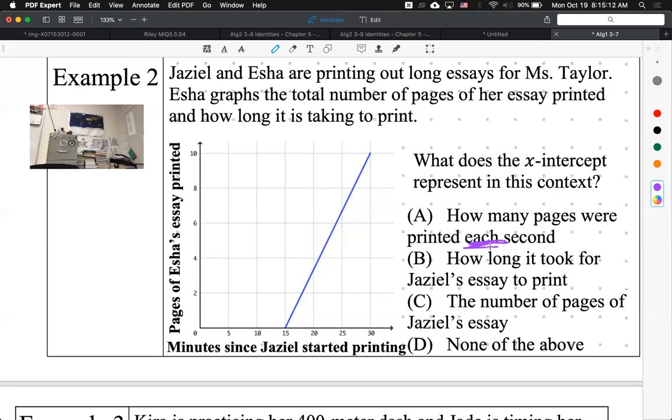What makes more sense here? I'll give you this hint also. Look at these words over here: pages of Esha's essay, minutes since Haziel started printing. It's this x-intercept. It's between B and C. Five seconds, we're voting. You're going to either do 2 or 3 or 4, if you think it's still none of the above. It's definitely not A. A is slow. Everyone guess. Is it B or is it C? Is it 2 or 3?